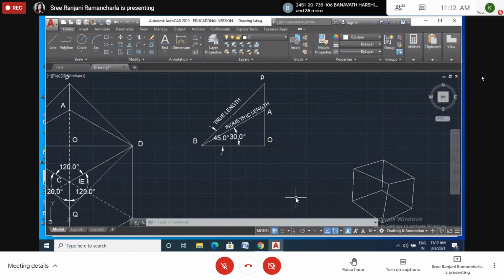Now next line. The view drawn with the true scale is called isometric drawing or isometric view. Isometric drawing or isometric view. Please underline isometric drawing and isometric view. Please highlight that one.